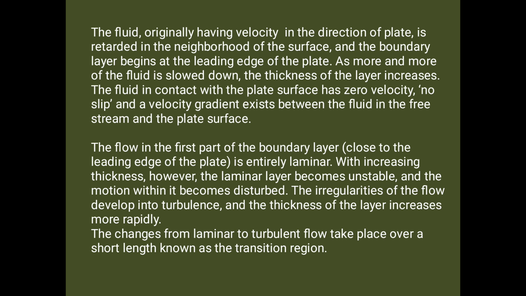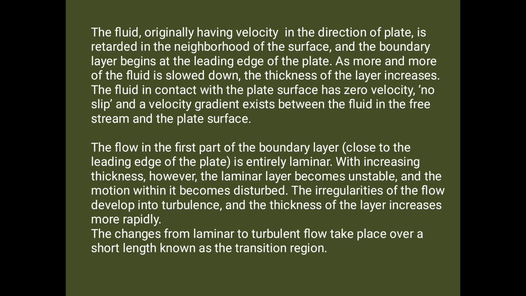The fluid originally having the velocity in the direction of the plate is retarded in the neighborhood of the surface, and the boundary layer begins at the leading edge of the plate. As more and more of the fluid is slowed down, the thickness of the layer increases. The fluid in contact with the plate surface has zero velocity, no slip, and a velocity gradient exists between the fluid in the free stream and the plate surface.